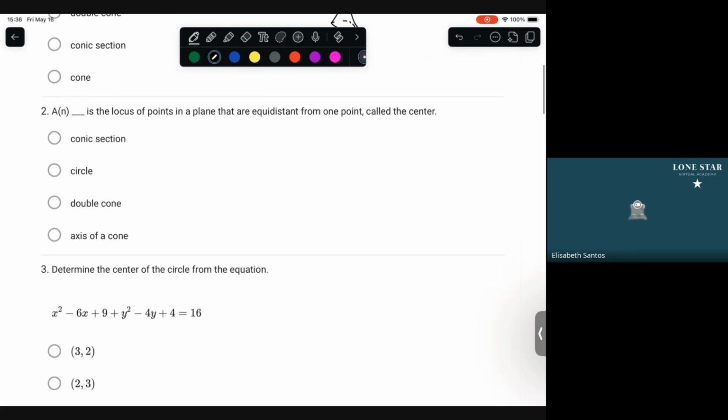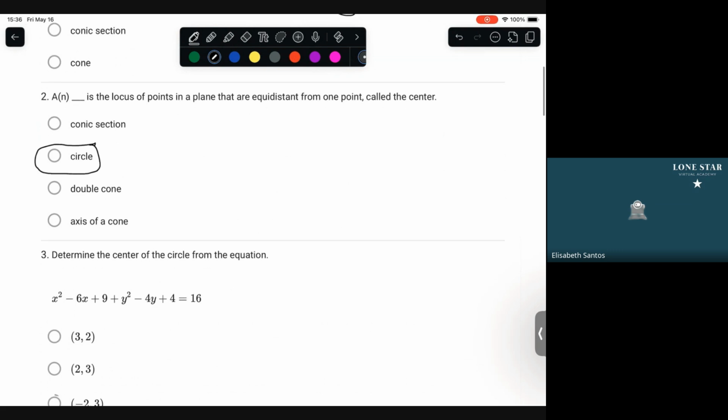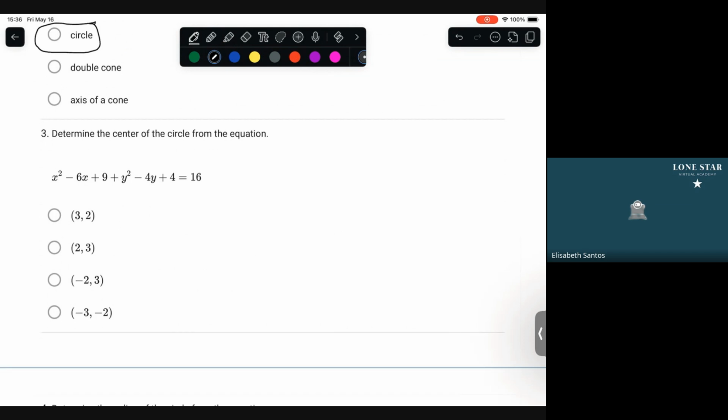Okay, so 2, a circle is a locus of points in a plane that are equidistant from one point called the center. And then number 3, determine the center of the circle from the equation. So let's write the general form, which is (x minus h) squared plus (y minus k) squared equals r squared, where the center is (h, k), written as a coordinate point, and the radius is r.